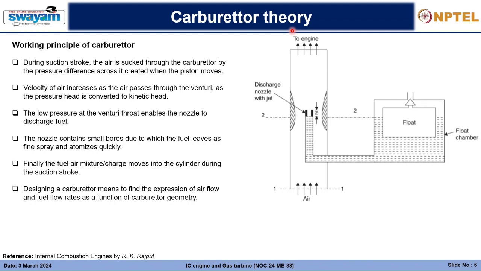So we will be designing a carburetor, and by designing we mean that we need to find the expression of airflow and fuel flow rates as a function of carburetor geometry. This is very important. We need to find the expression of airflow rate and the fuel flow rate, the amount of air flowing and the amount of fuel coming inside. Accordingly, we will get the fuel to air ratio, and we will need that as a function of this carburetor geometry, or the throat area, the amount of pressure difference. So as per that, we will design the carburetor.